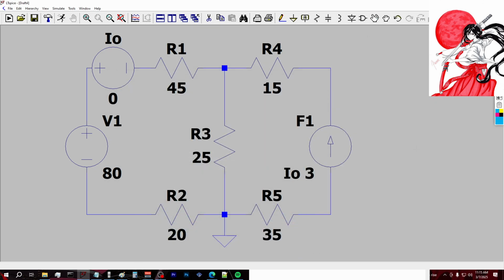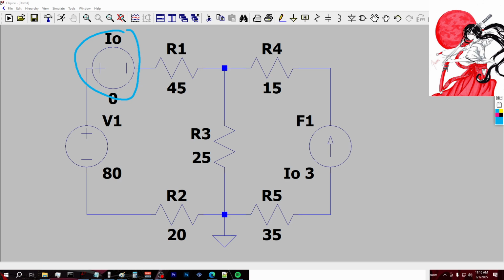What's happening? So today we're going to be talking about dependent current sources. All right, and as you can see here, we have our normal electrical drawing. But we have this voltage source right here, and we have this current source right here. It's labeled as IO3, right? That's basically just LTspice's way of saying that this is a dependent current source and it's dependent on current IO and it has a gain of 3. So that means we have to multiply IO by 3, right?